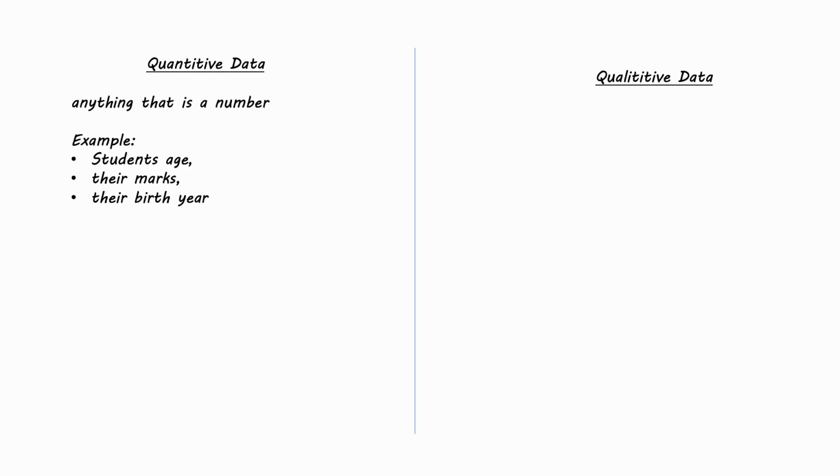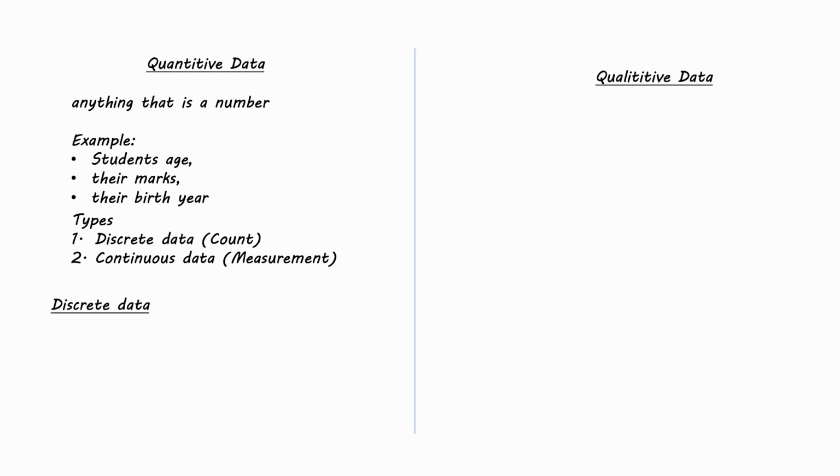Quantitative data actually talks about the quantity. There are two ways we can quantify something. We can either measure it or we can count it. If we are measuring it, we call it continuous data, and if we are counting it, it is called discrete data.